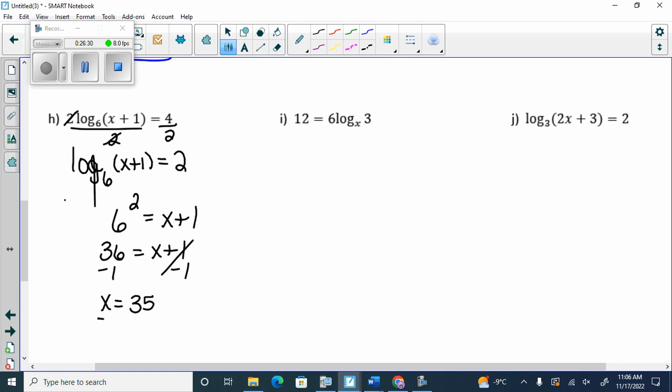When I type into my y1, y2, I type the original. So I'm going to type this, and I'm going to type this: 2 log base 6 of x plus 1, and the 4. My x is 35, so is my basic window of 10 going to help? No, I need to make my x max bigger than 35.